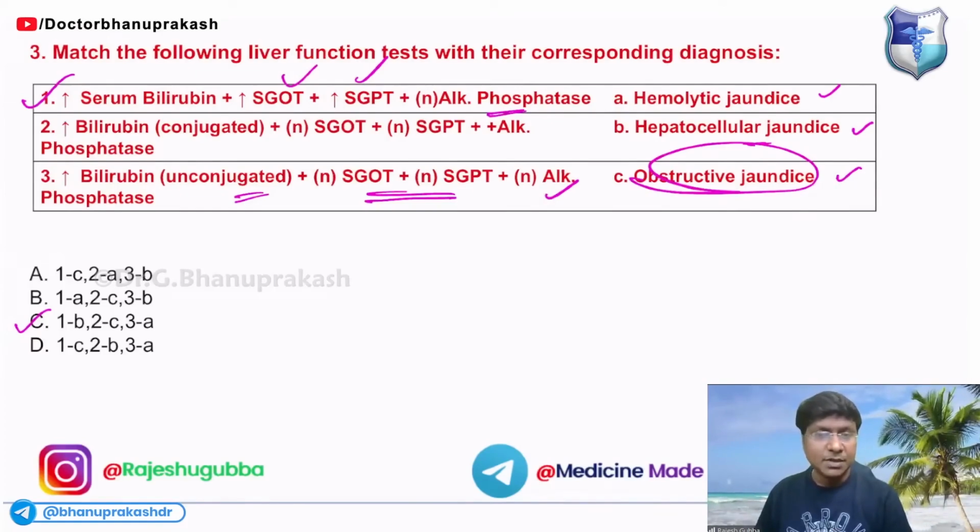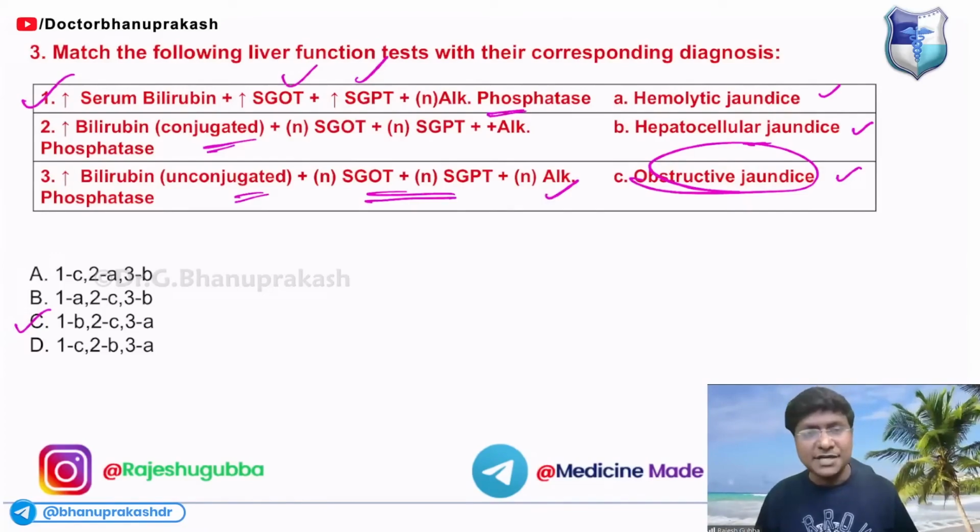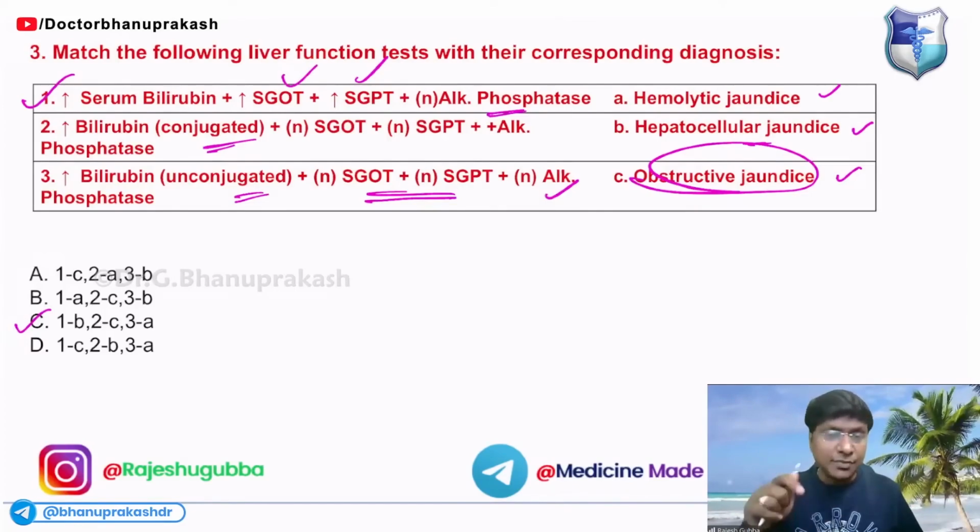Obstructive jaundice, where there is an obstruction. In any form of jaundice, bilirubin is definitely elevated. Only in hemolytic jaundice will unconjugated bilirubin be elevated. But in hepatocellular and obstructive jaundice, the problem is within the liver and outside the liver, so the conjugated bilirubin will be elevated. And in obstructive jaundice, the problem is outside the liver, not within the liver.